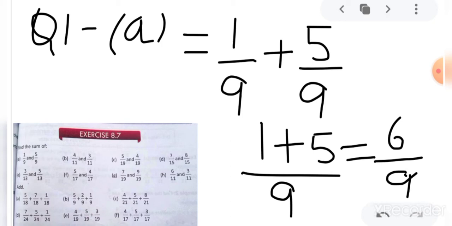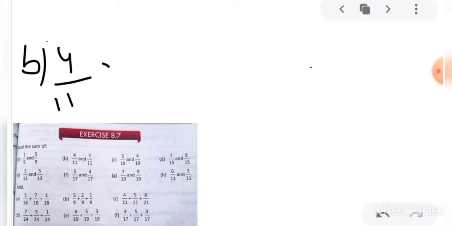Let us do another example. So students, now I am going to do B part. B part is 4 by 11 and 3 by 11. We have to add 4 by 11 and 3 by 11. How to add it? Let us check how to add it.